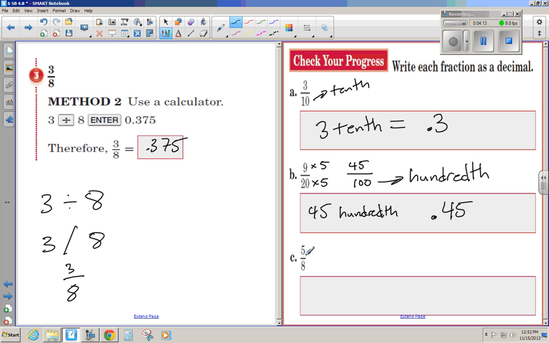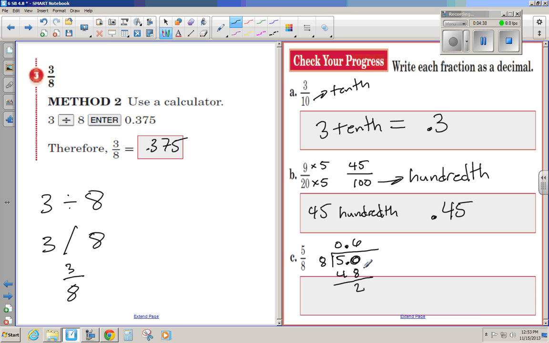All right, 5/8. You can't do much with 5/8 except for setting up long division. How many times does 8 go into 5? Well, that's 0 times. So there's your decimal. Put a 0 here. And 8 into 50. Let's think about it. 8 into 50 should be 6 times. That's 48.